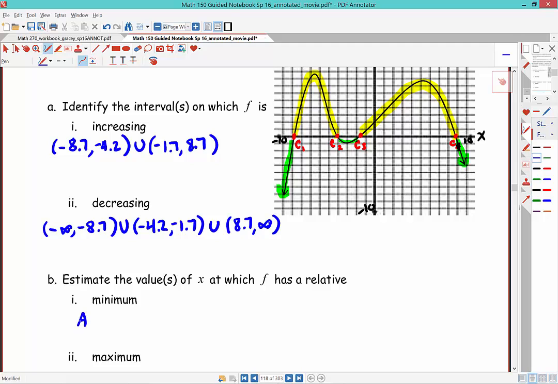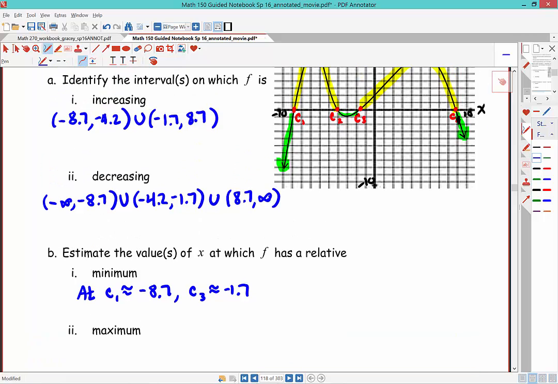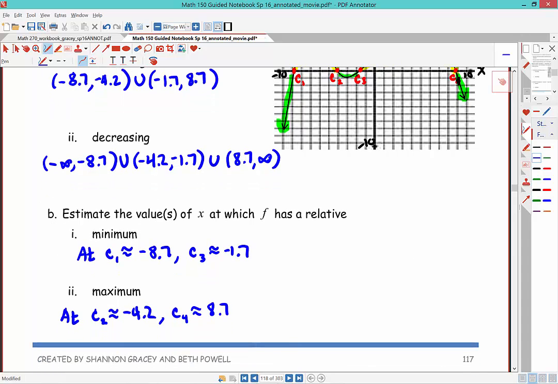So at C1, that'd be going negative to positive, so that'd be a relative min. So C1 we said was approximately -8.7. And then again we go from negative to positive at C3. And C3 we said was approximately -1.7. And then the maxima are when you go from positive to negative on your derivative. So those will be at C2, which was approximately -4.2, and C4, which is approximately 8.7. Okay? How you doing so far?